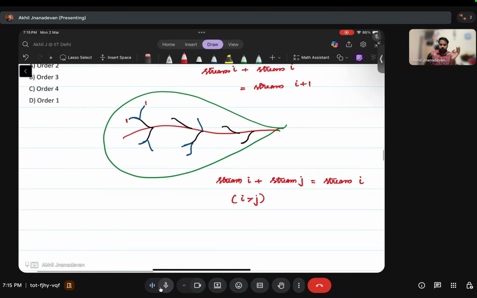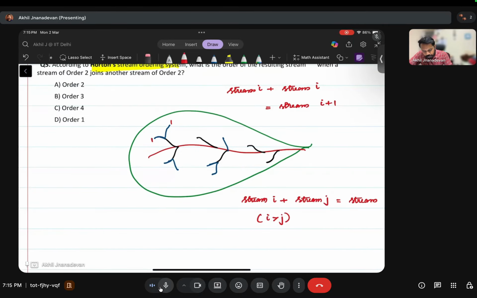We can follow this. So here, if you apply I plus I, it will form a stream of I plus 1. This will be 2. And here also we have 1, 1. We have 2, and two 2s will be joining, so it will make 3. This will be 1, 1 with 3, so this will be 3. This is 1 and 3, this will be 3. So like that, this is 1, this will be 3, this will be 1, this will be 3.